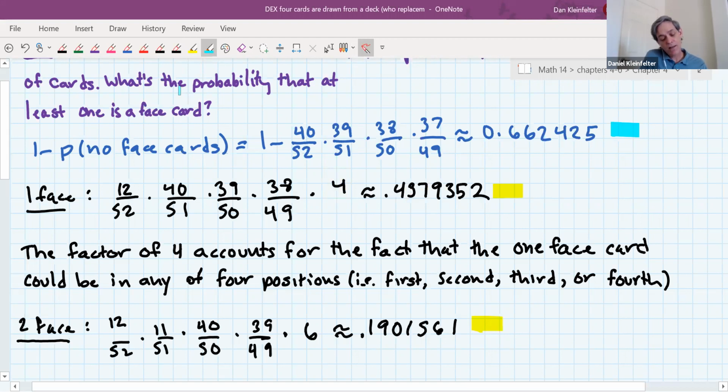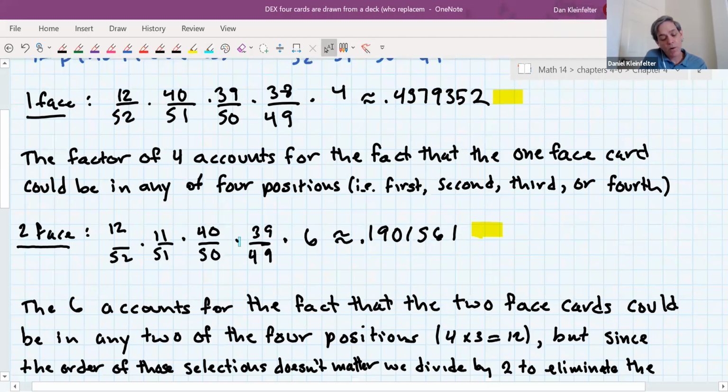Okay, so next we need to say, okay, well, what if there's two face cards? If there's two face cards, there's, again, in the denominators, 52, then 51, then 50, then 49, reflecting the fact that we're doing our drawing without replacement. But for the first two cards, they're face cards, right? So there's 12 face cards at first, and then only 11, because the first one is assumed to be a face card. And then the remaining two cards drawn have to not be face cards. So there's 40 and then 39.